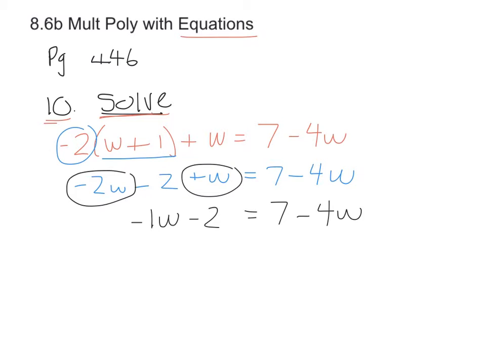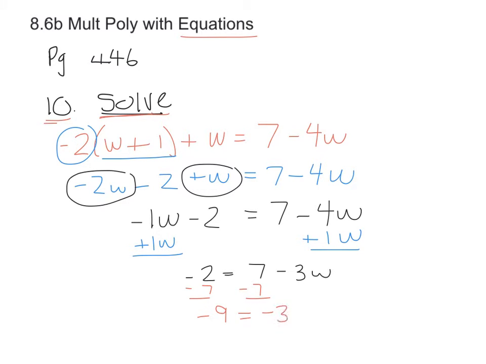Now I want to get my w's on the same side of the equation. So I'm going to take this -1w and add 1w to both sides of the equation. And then I end up with -2 = 7 - 3w. Now I need to get my 7 over to the left. So I'm trying to solve for w and get w alone. I'm going to do that by subtracting 7. And then I have -9 = -3w.